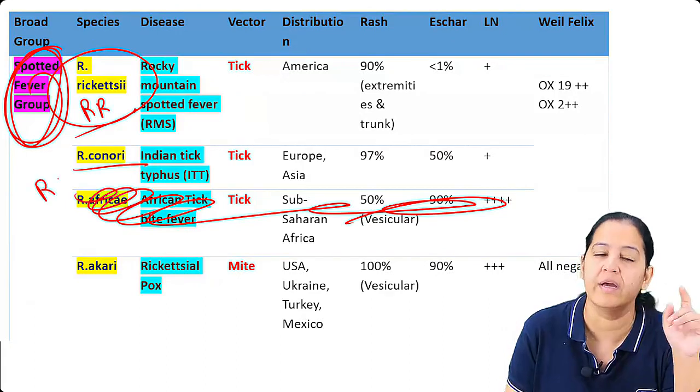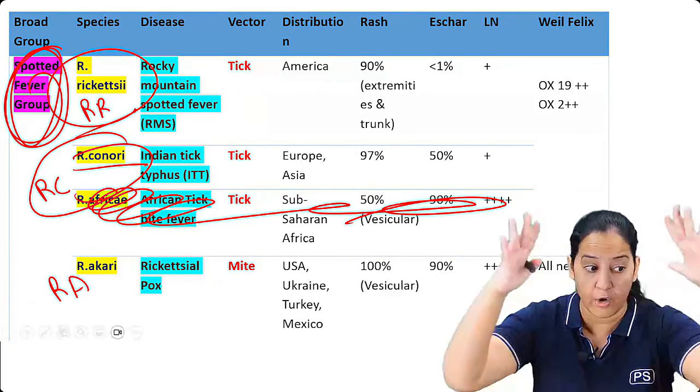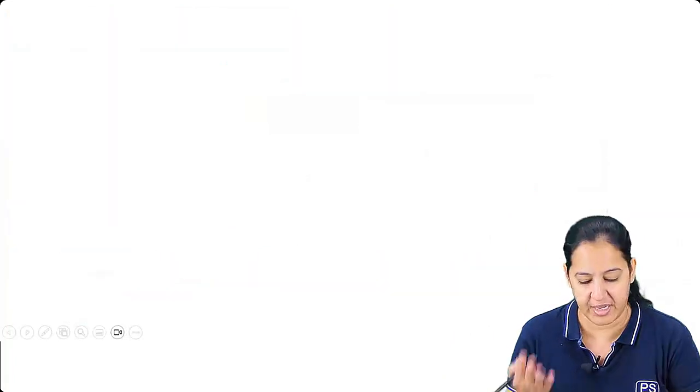Kona, conori. Rickettsia conori, right? RC. And Rickettsia akari. Akari, shape. Akar, Akari. So there are total 5 Rickettsia. Can you tell me the names?